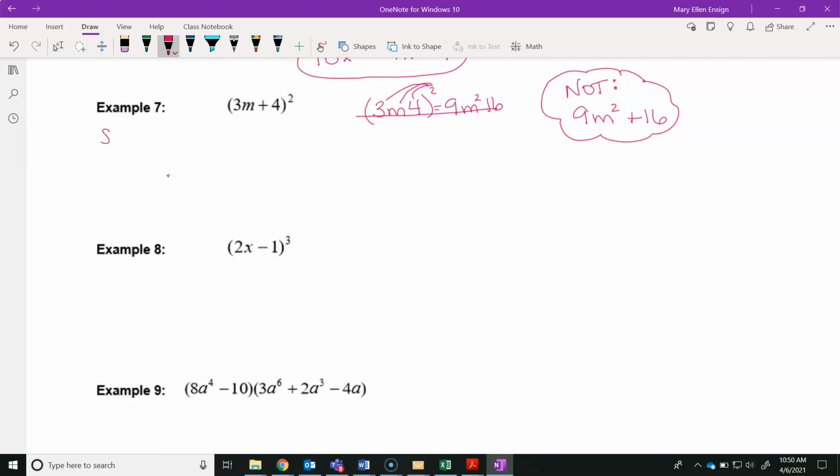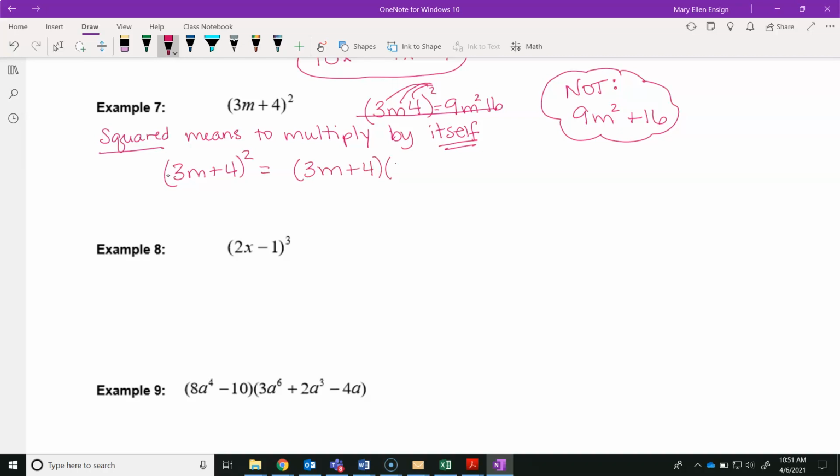So remember this. Remember that squared means to multiply by itself. Okay, so 3m plus 4 squared means I'm taking 3m plus 4 and I'm multiplying it by itself. Okay, now I have this problem that's a FOIL problem.